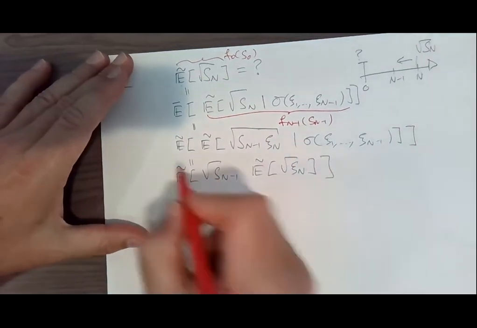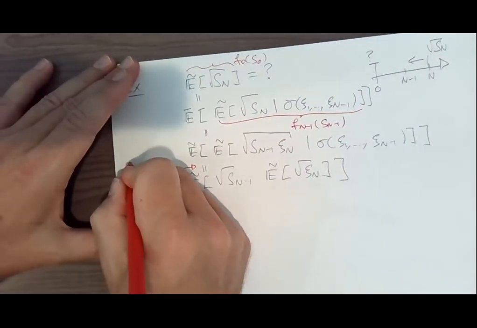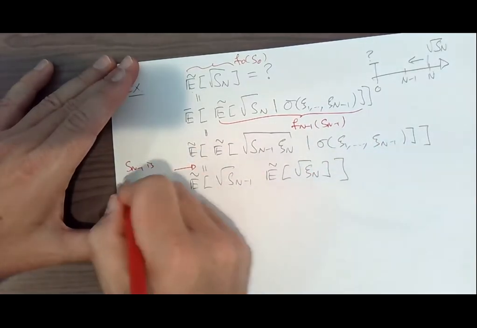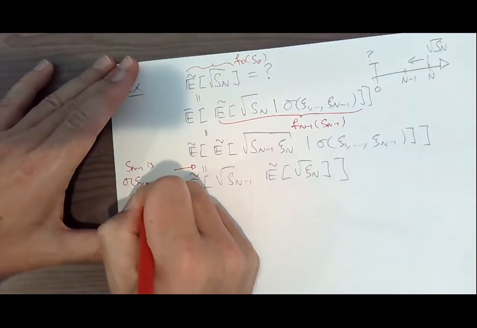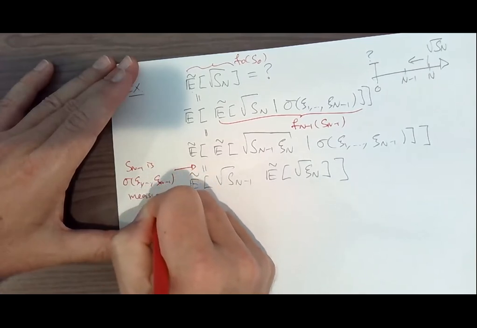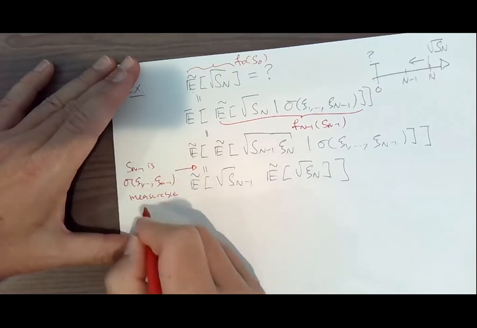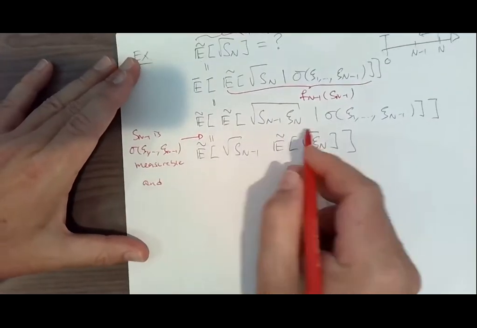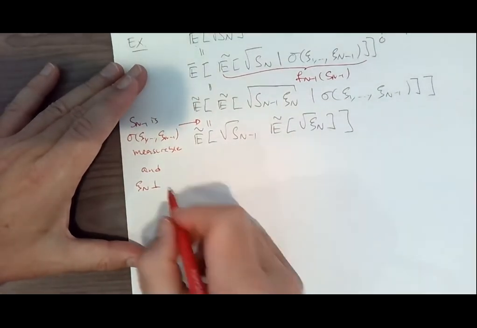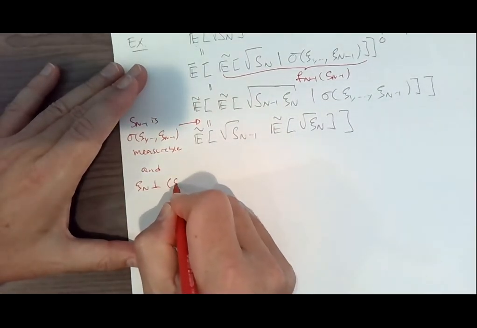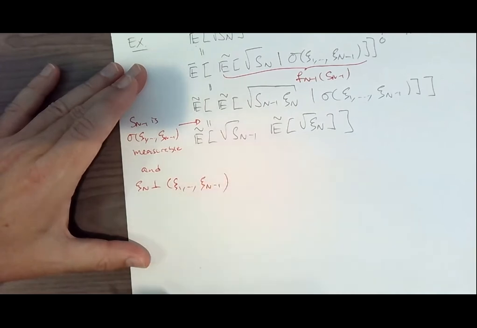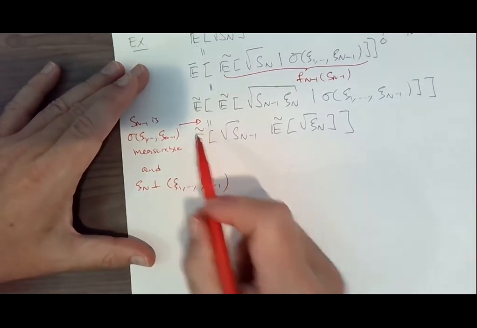This step here uses that Sn minus 1 is measurable with respect to the first n minus 1 coin flips. It uses that, and it uses that psi n is independent of all these coin flips. So that's this equality sign.